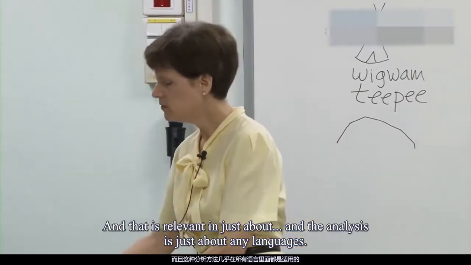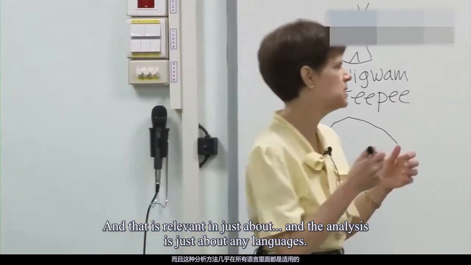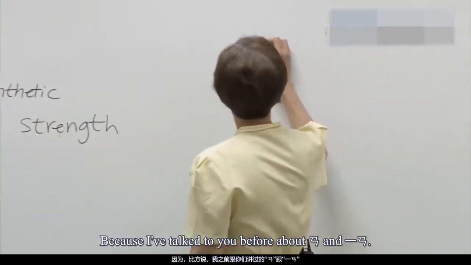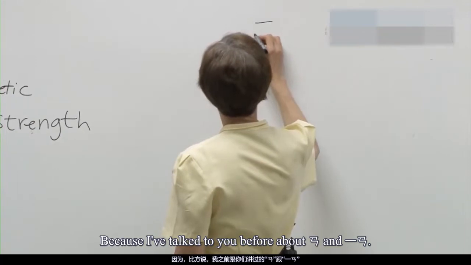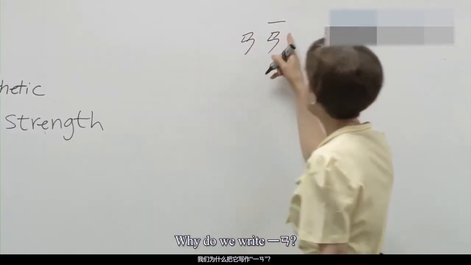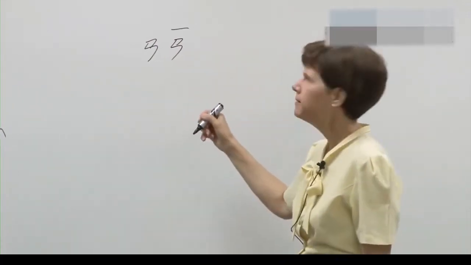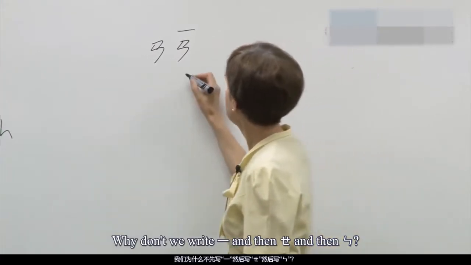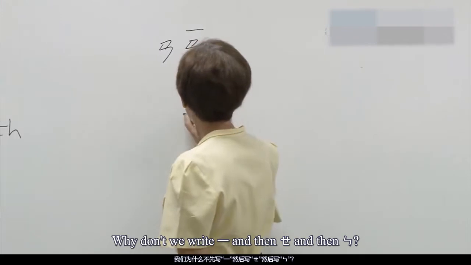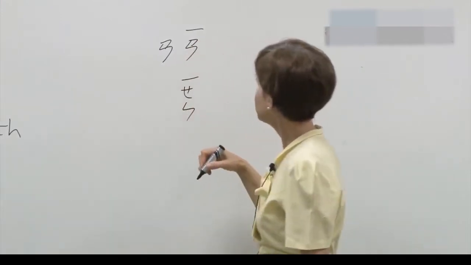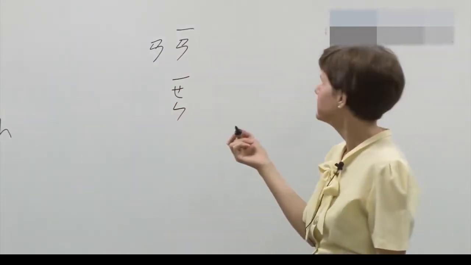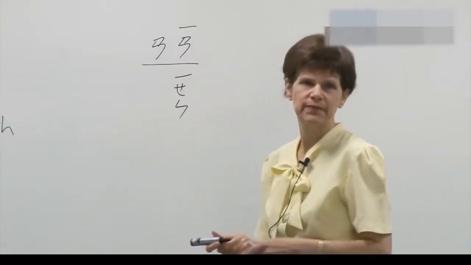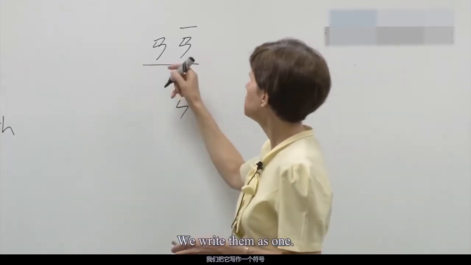And that is relevant in the analysis of just about any languages, because I've talked to you before about an and yin? Why do we write yi an? 明明是 yin. Why don't we write e and then and then n? Why don't we do that? In fact, 这两个是同一个 phoneme. Well, actually, it's two phonemes. We write them as one.